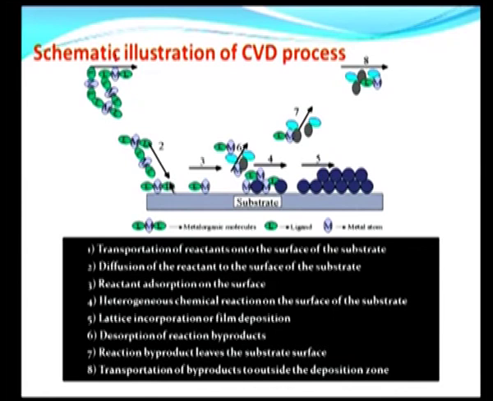So, one way to obtain nanostructured thin films is to lower the temperature of growth in a CVD process, as long as, I said, the reaction takes place at that temperature. Another way is to choose the reactants appropriately.